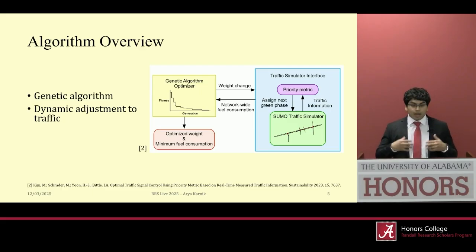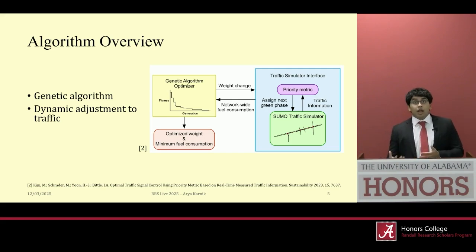So this leads to a dynamic adjustment to traffic. And this is an optimized weighted sum of different priority factors and metrics that then determine what phase we want to switch into. And from here on out, the whole ultimate goal, right, is to minimize the network-wide fuel consumption through these different dynamic adjustments of traffic, because every intersection is ultimately different.